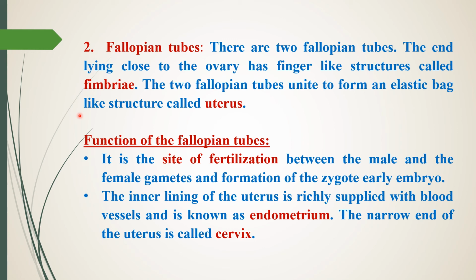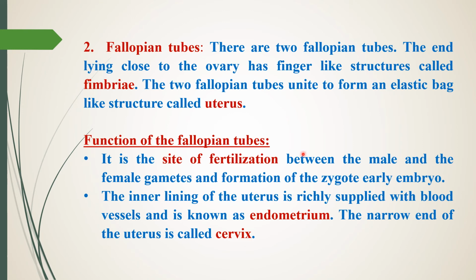Now what is the function of the fallopian tubes? Main function is it's the site of the fertilization, means here the fertilization occurs, that is the male and female gamete fuse, and the zygote and the early embryo are formed. And the inner lining of the uterus is richly supplied with blood vessels and is known as the endometrium. The narrow end of the uterus is called cervix.